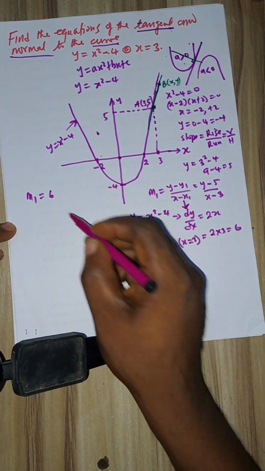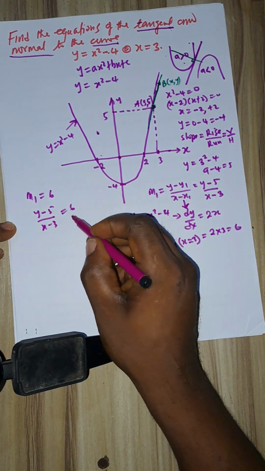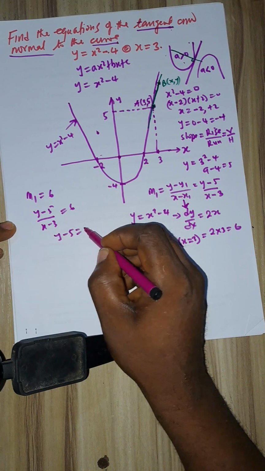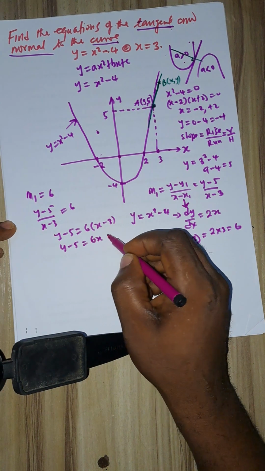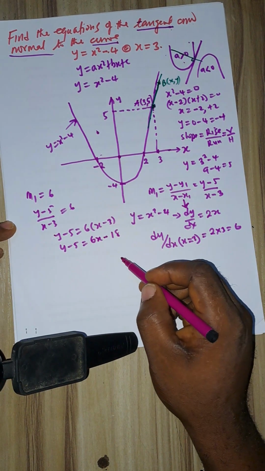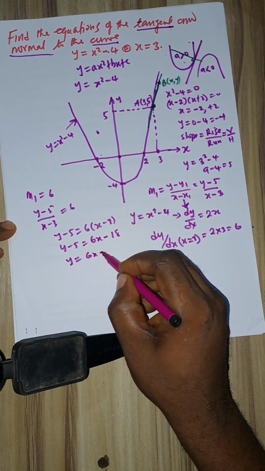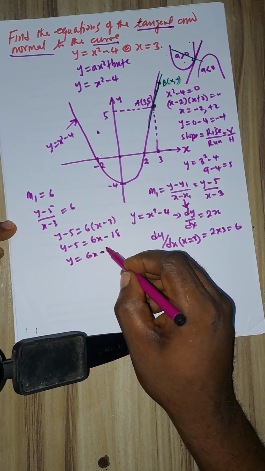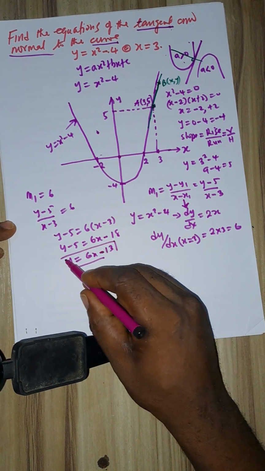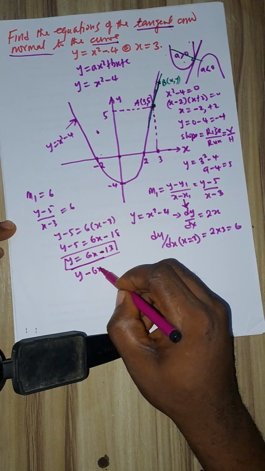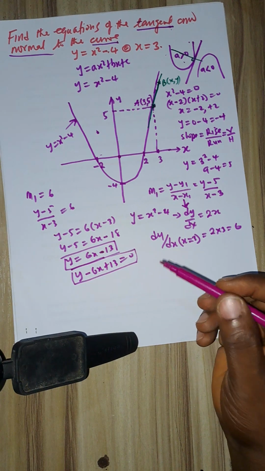So we have y minus 5 all over x minus 3 equals 6. You cross multiply, and we have y minus 5 equals 6 into x minus 3. We have y minus 5 equals 6x minus 18. So y equals 6x minus 18 plus 5, which is minus 13. This is correct, or you can write it as y minus 6x plus 13 equals 0. This is the equation of the tangent to this curve.